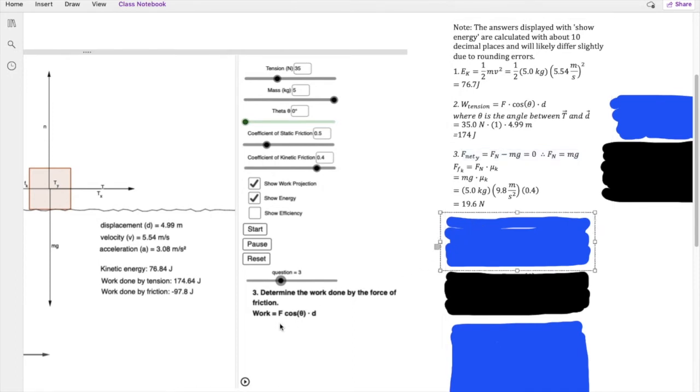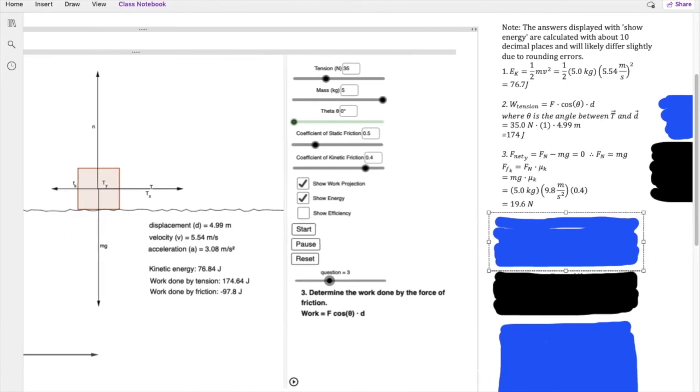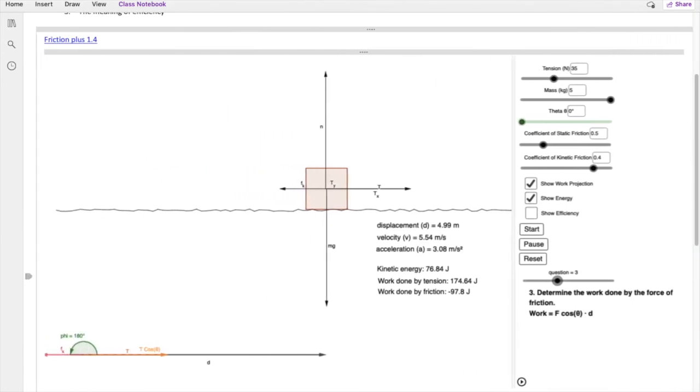Now, we want to calculate the work done by this force. That's going to be F cos, and we're going to substitute theta with a different variable, and we're going to call that phi. Looking back at our diagram here, we have the displacement, this black arrow, clearly pointing to the right, and F sub k, our force of friction, pointing directly to the left. The angle between this vector and this vector is 180 degrees.